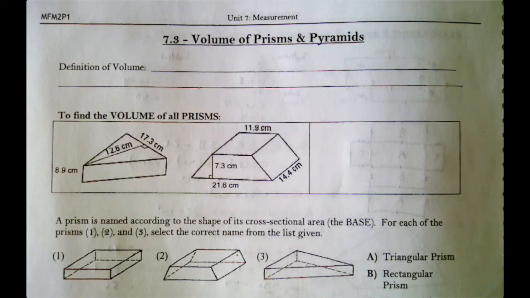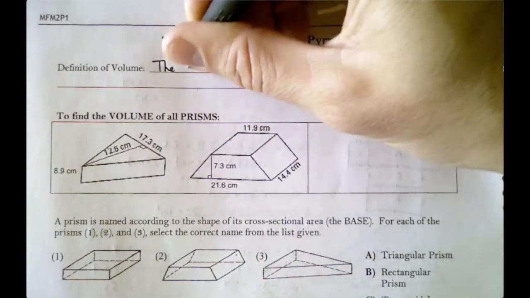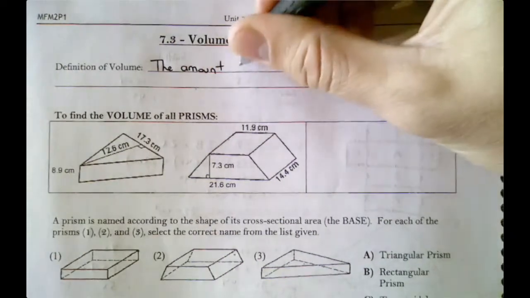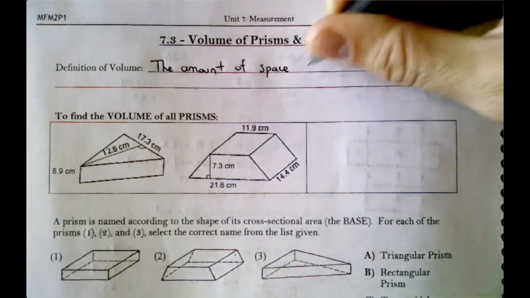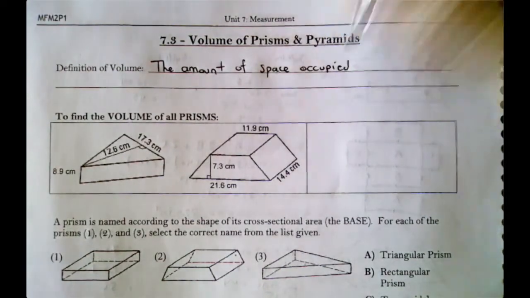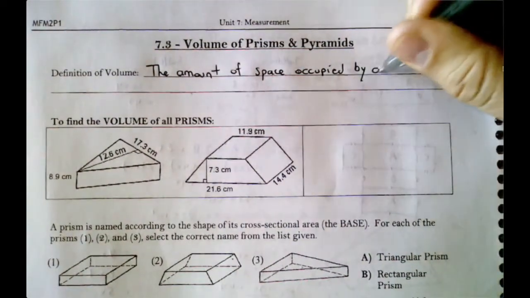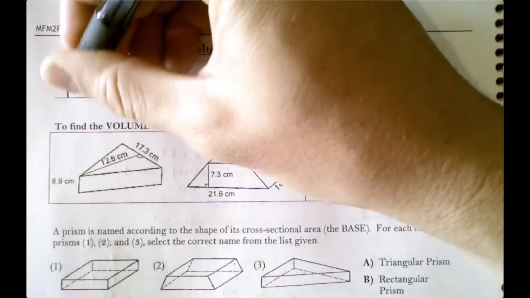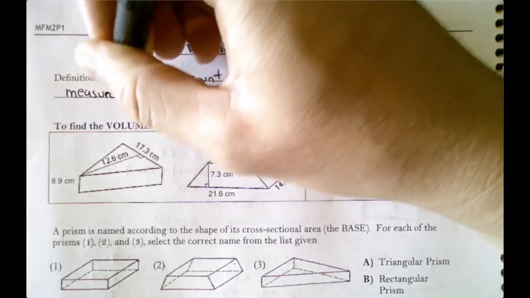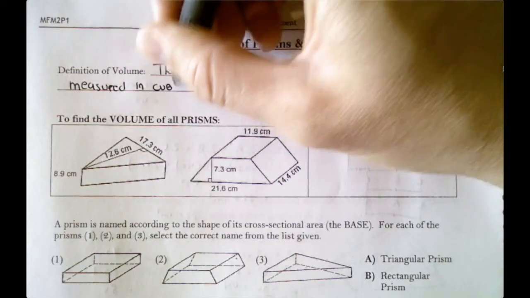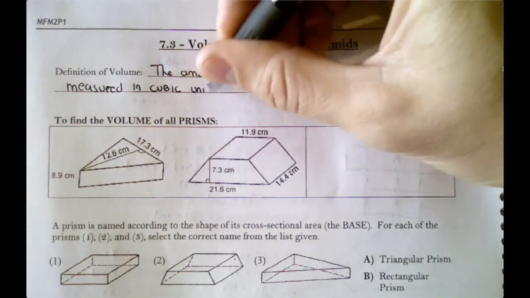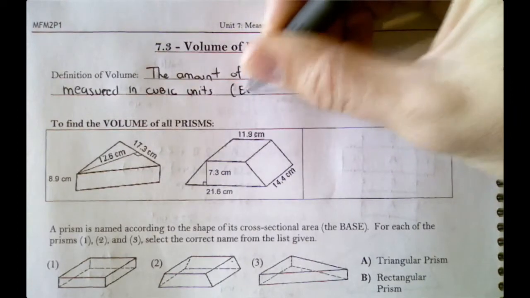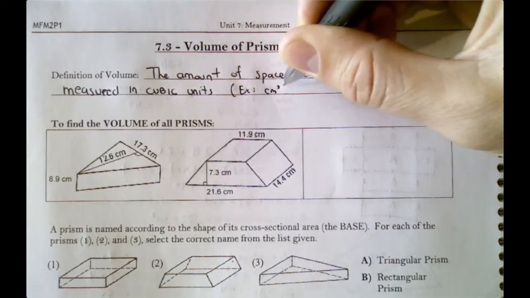Okay, this is lesson 7.3, volume of prisms and pyramids. First off, what's volume? Well, volume is the amount of space occupied by an object. And it's measured in cubic units. So for example, centimeters cubed with the 3.